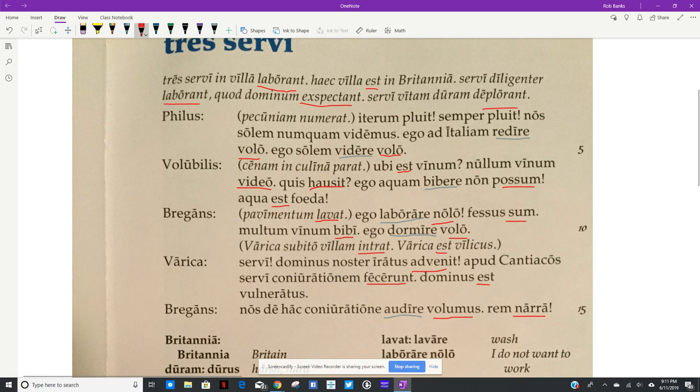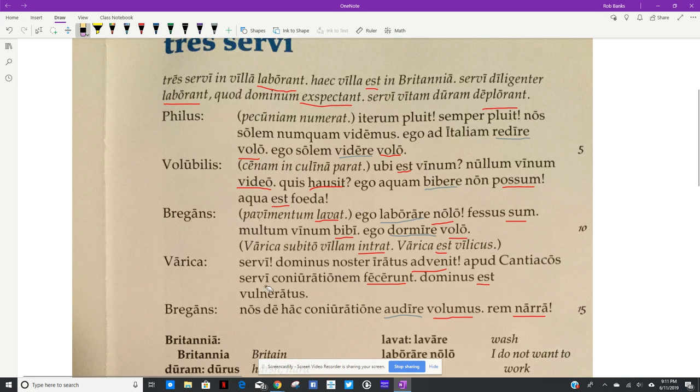Okay. So dominus noster, our master. Advenit, arrives. Notice there's no macron over the E, so this is present tense. So he arrives, iratus, angry. When the adjective describes a subject, as I'm sure I've said before, we could take it like an adverb. So we could say our master angrily arrives, and that works. Advenit, he arrives.